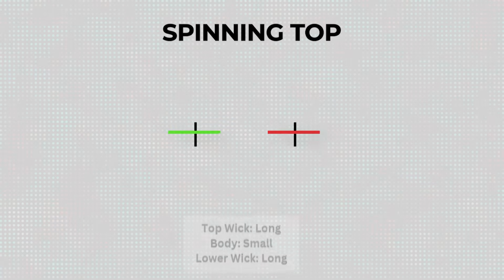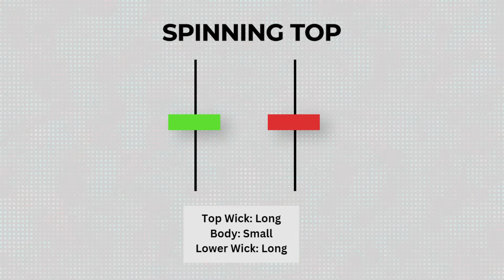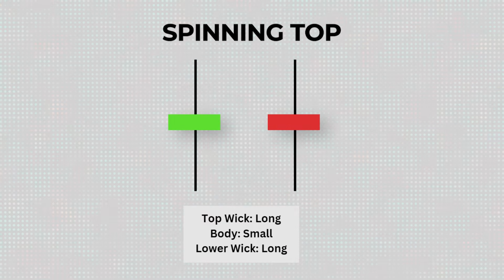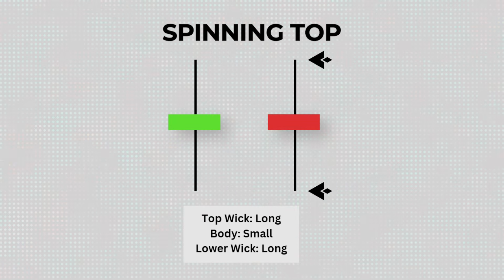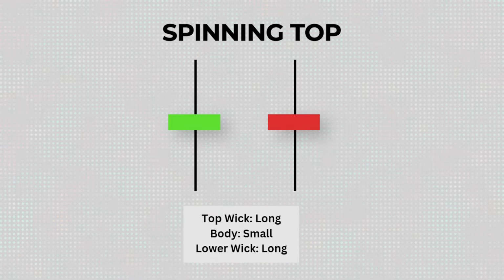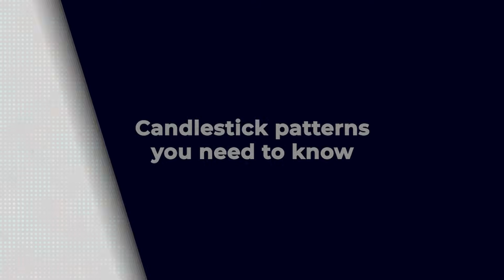Finally, the last doji we'll cover is the spinning top pattern. These candlesticks have a small body with long upper and lower wicks, indicating indecision and a potential reversal or continuation of the current trend. It shows that both buyers and sellers had control at one point in a given period, but neither could maintain it. Now, that's out of the way, let's get into the rest of the candlestick patterns that you need to know.